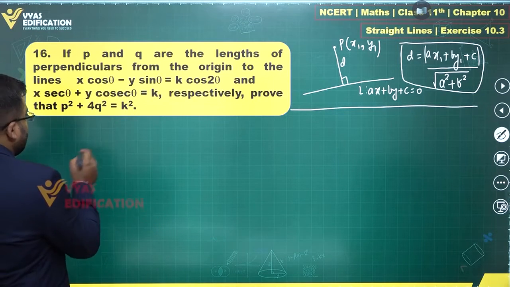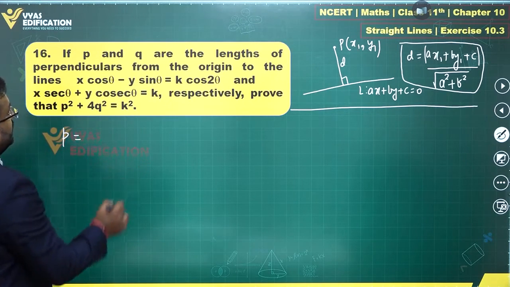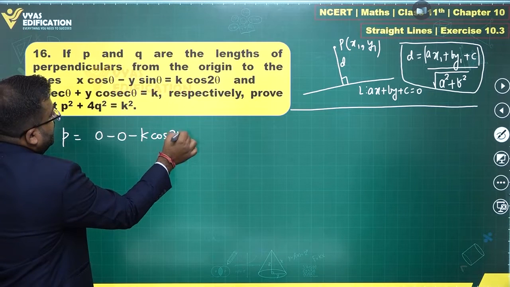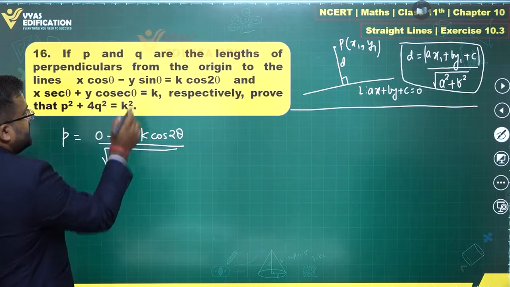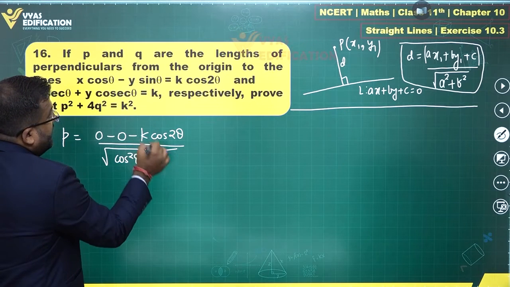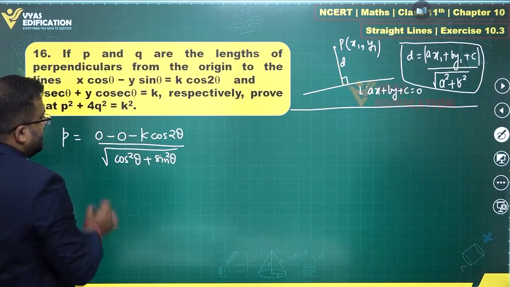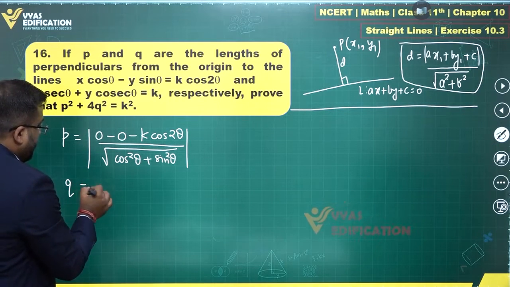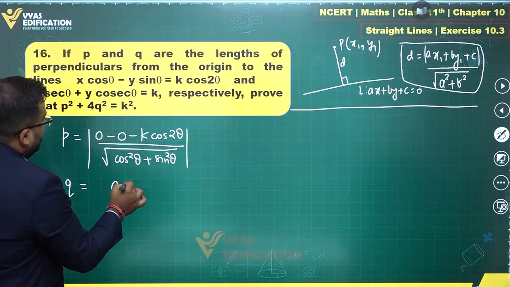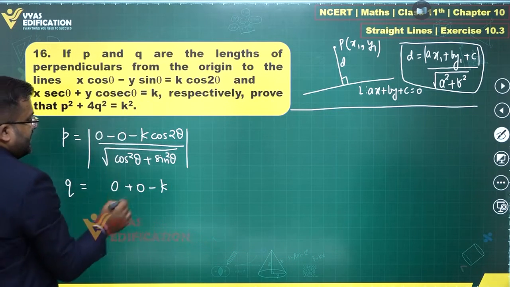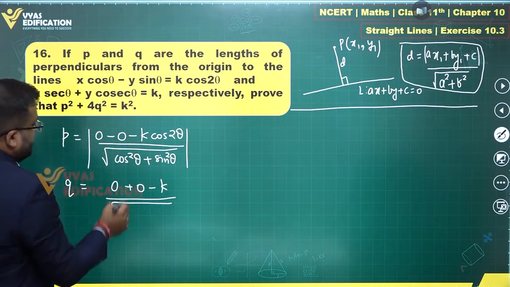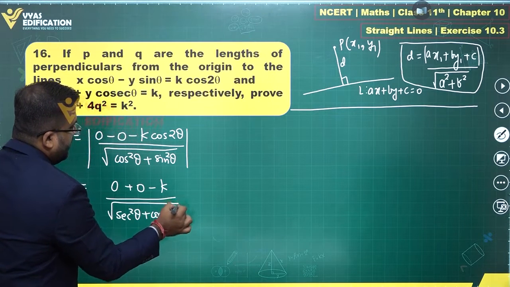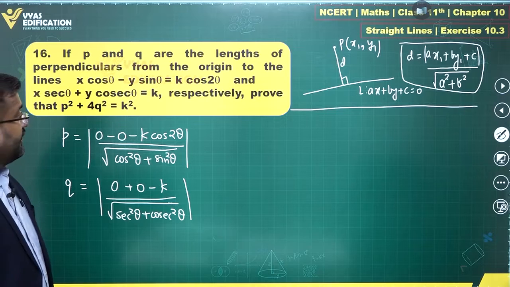So P is equal to, you substitute 0, 0 in this, 0 minus k cos 2 theta upon under root of a square plus b square, which is cos square theta plus minus sine theta square, which will be this, and you take a modulus. This is P for us, okay. Q will be equal to again 0, 0 minus k, you bring this k upon under root of a square plus b square, which is sec square theta plus cosec square theta, okay, and you take a modulus with this. This is what we have.